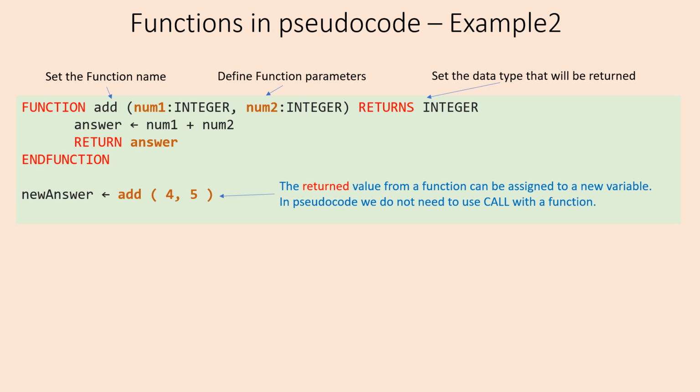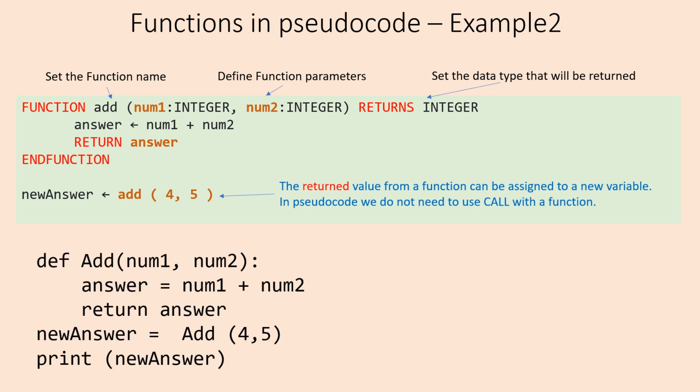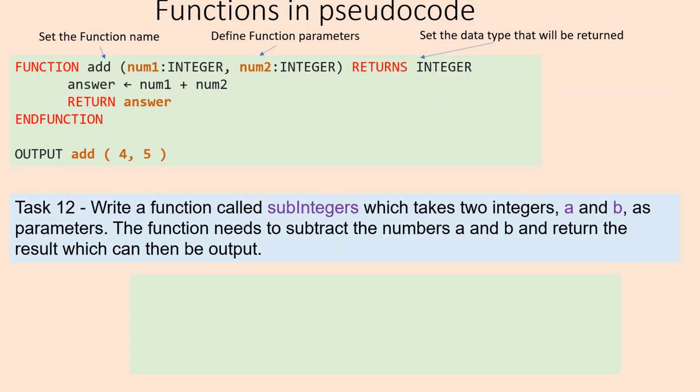So the return value from a function can be assigned to a new variable. And again, I've just said in pseudocode, we do not need to use call with a function. And again, here's this particular code with the return value being assigned to this variable new answer, and I've included a print, so you can see it actually printing and working as well. Again, if you want to give that a try, please do.